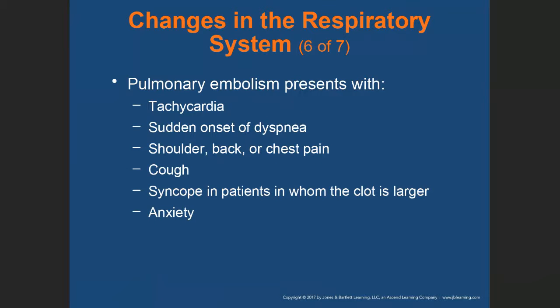Pulmonary embolism will present with tachycardia. They'll have sudden onset of dyspnea, very common. They'll have shoulder, back, or chest pain. They will cough, and syncope in patients in whom the clot is larger, and anxiety.